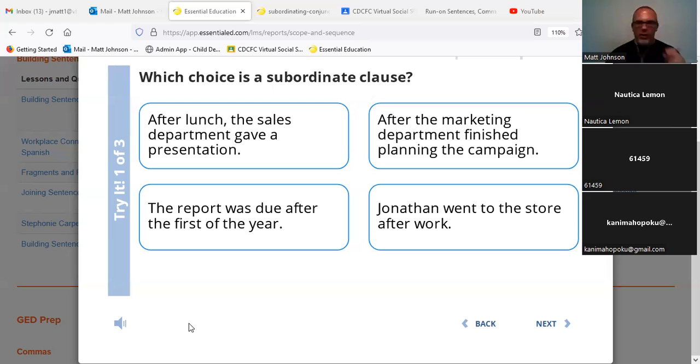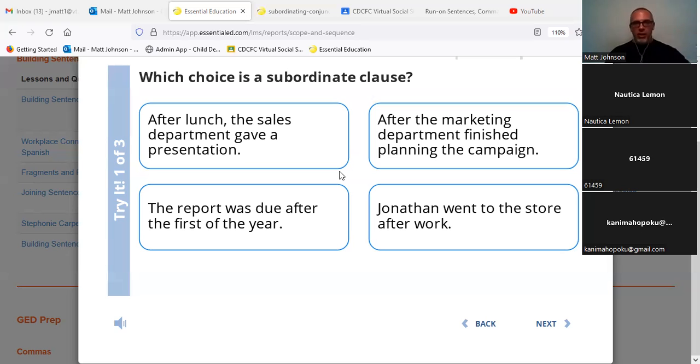Okay. So I'll give you a couple of tips here to help you identify a subordinate clause. One way to look at a subordinate clause: if you just have a subordinate clause, it leaves you hanging, right? So if you look at those and the rest there, you have complete sentences. In B, it says, after the marketing department finished planning the campaign. At what? There's nothing else there. You have when it happened.